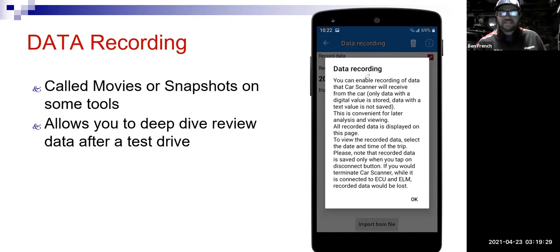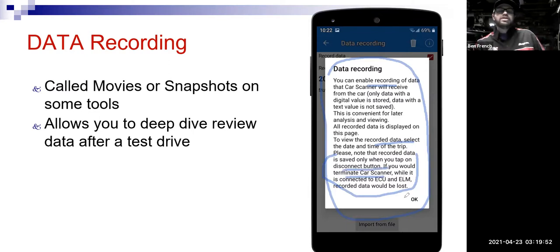So with that, we have data recording with our tool, and what it says is you can enable recording, but it's only stored with the recorded date. It's only stored when you tap on the disconnect button before you shut off the car. If you terminate the scanner or shut the car off, you're going to lose this.